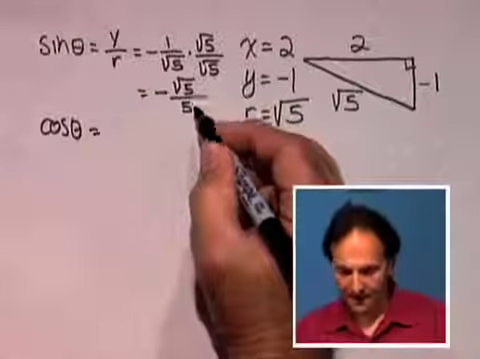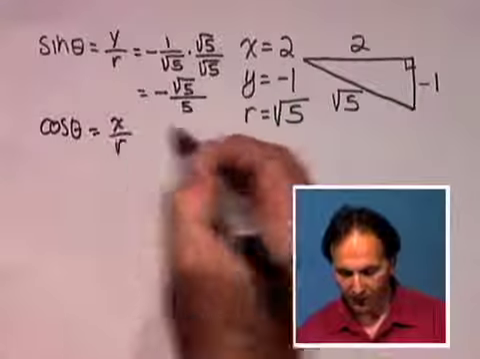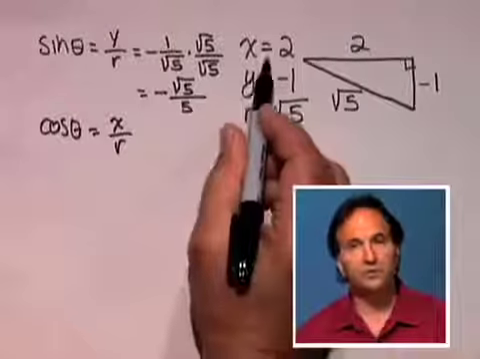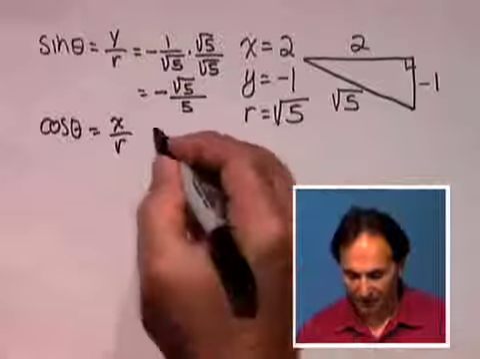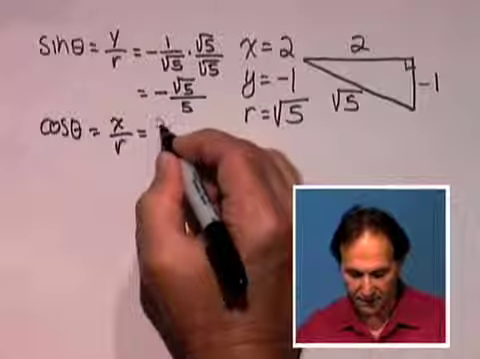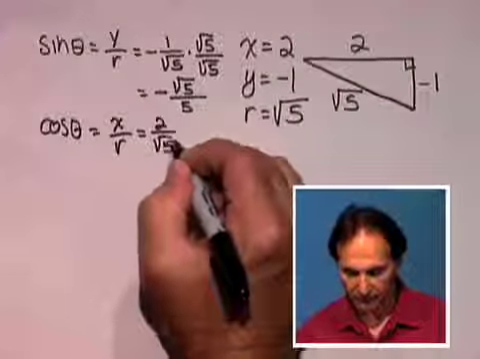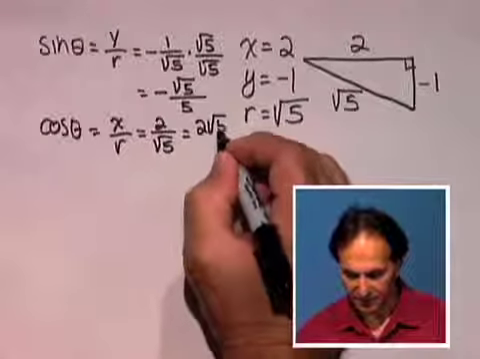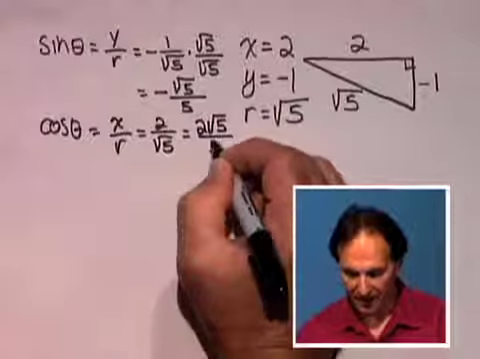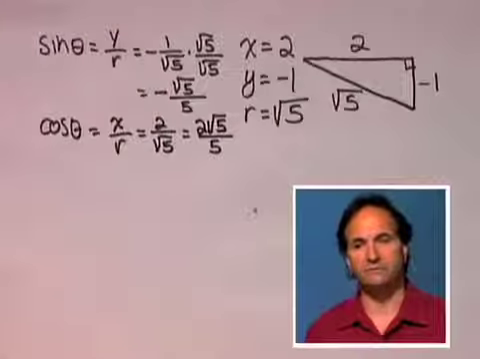Let's take a look at cosine theta. Cosine theta is x over r. X is equal to 2. R is equal to the square root of 5. So that would be 2 over the square root of 5, which when we rationalize the denominator would be 2 square roots of 5 over 5.